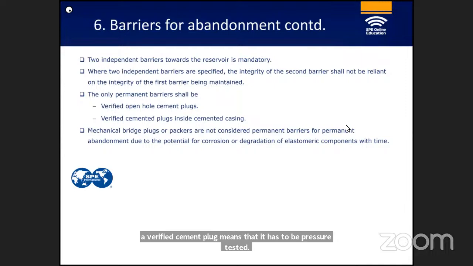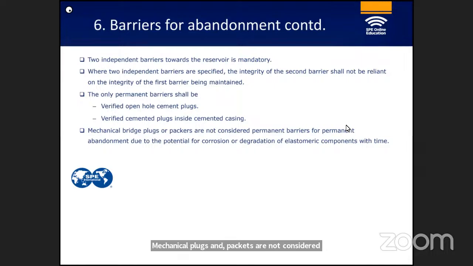Mechanical plugs and bridge plugs or packers are not considered as a permanent barrier for permanent abandonment because they have a potential to degrade. The elastomers have potential to degrade and eventually leak in future. So a bridge plug or a packer cannot be considered as a permanent barrier. However, they can be used as a base to put a cement plug on the top.